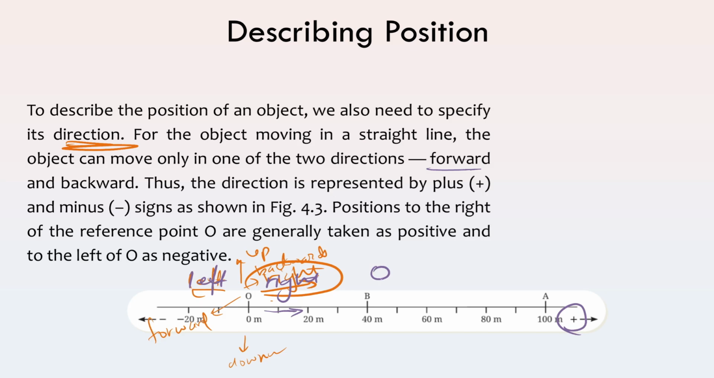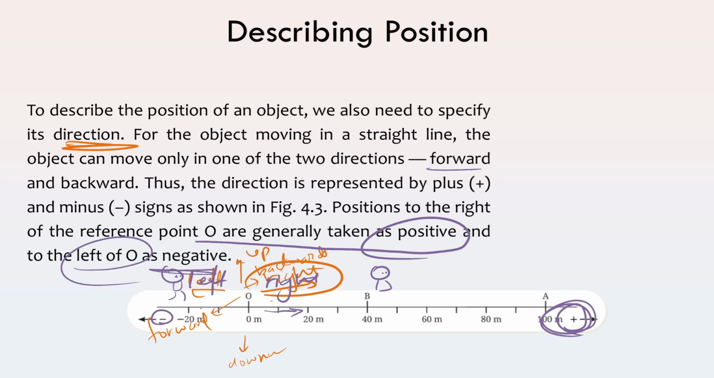The right is often taken as positive, forward and backward. So this is forward, and this is backward. The forward is taken as plus, and the left side, backward, is taken as negative, minus. Positions to the right of the reference point are generally taken as positive, and those to the left as negative. So this is it in describing position, and now we have seen how to describe position. So thank you.